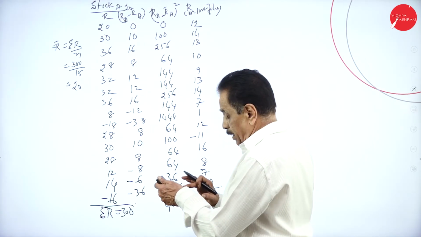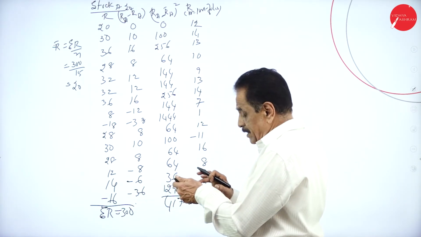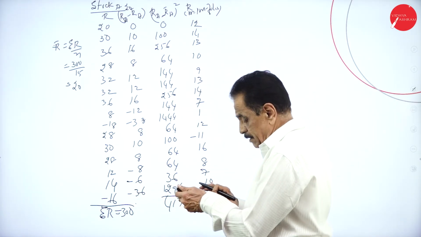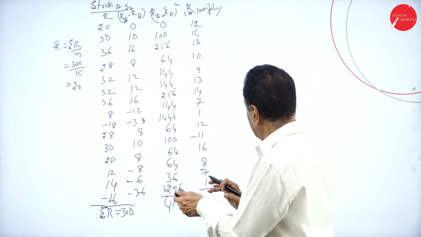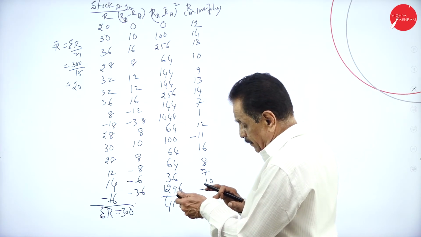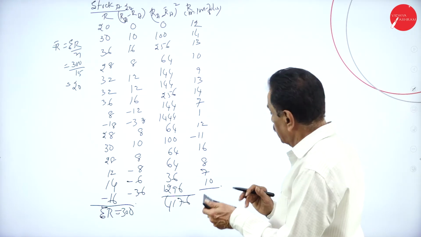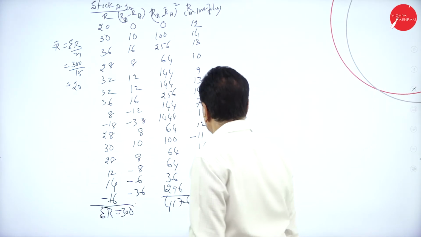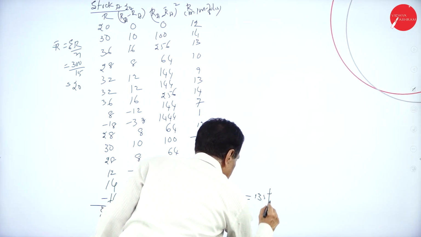Add the figures: 12 plus 14 plus 13 plus 10 plus 9 plus 13 plus 14 plus 7 plus 1 plus 12 plus 16 plus 8 plus 7 plus 10 minus 11. So 135. So here R mean M is 135 divided by 15.